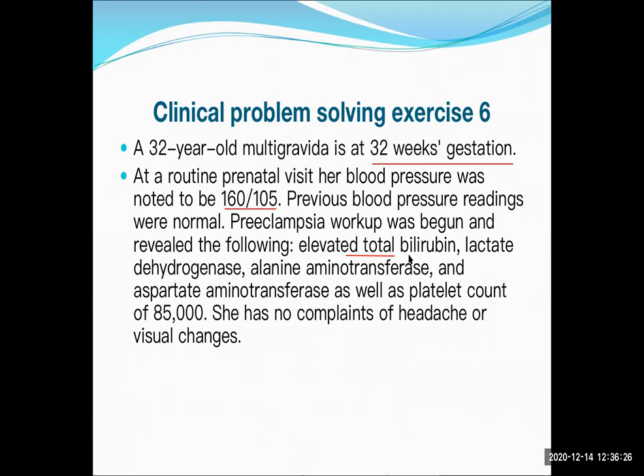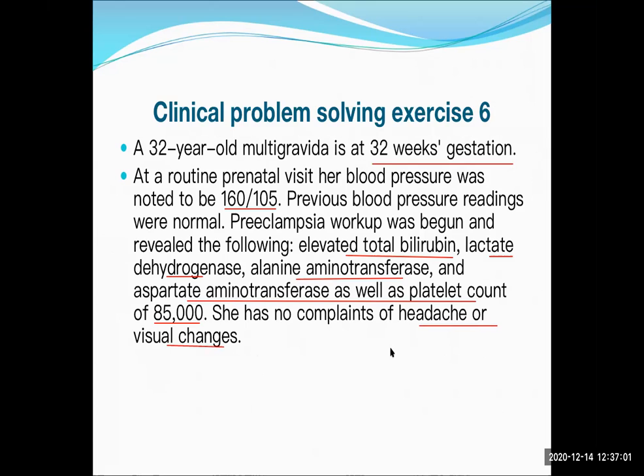There is elevated total bilirubin. TSB is high. Lactate dehydrogenase, this is one of the enzymes, alanine aminotransferase and aspartate aminotransferase, as well as a platelet count of 85,000. So what does that mean? There is elevated TSB, elevated LDH, elevated ALT and AST, and the platelet count is lower than 100,000 per microliter. She has no complaints of headache or visual changes. What is the diagnosis? HELLP syndrome.